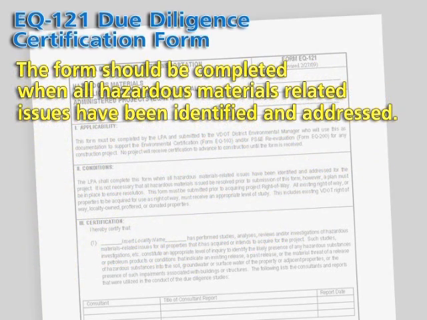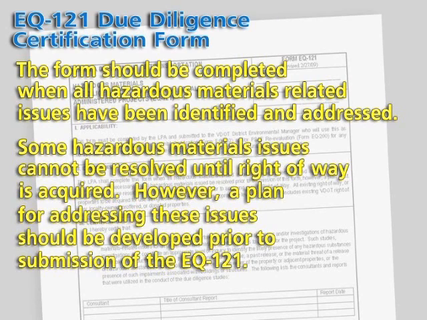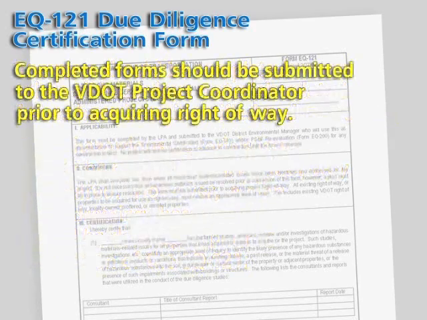The form should be completed when all hazardous materials-related issues have been identified and addressed. Some hazardous materials issues cannot be resolved until right-of-way is acquired. However, a plan for addressing these issues should be developed prior to submission of the EQ 121. Completed forms should be submitted to the VDOT project coordinator prior to acquiring right-of-way.